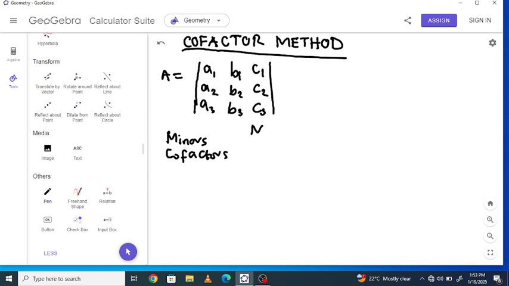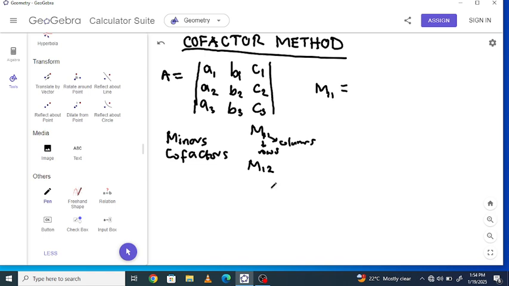So for you to get the minor, we have, let's say, M11, which stands for row and column. So this element M11 is in the first row, first column. If you move to the next, say M12, first row, second column, in that manner. So, and for you to get the minor and the cofactor, let's say M11.